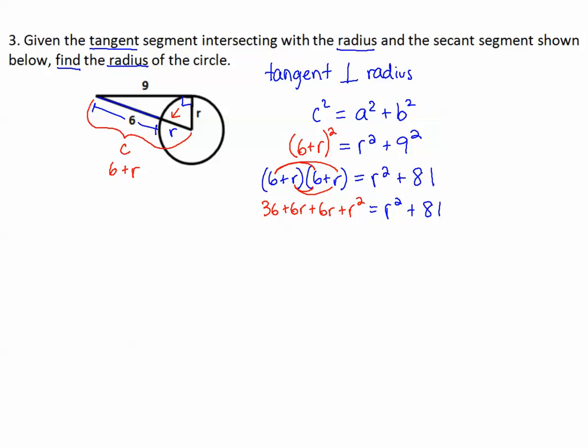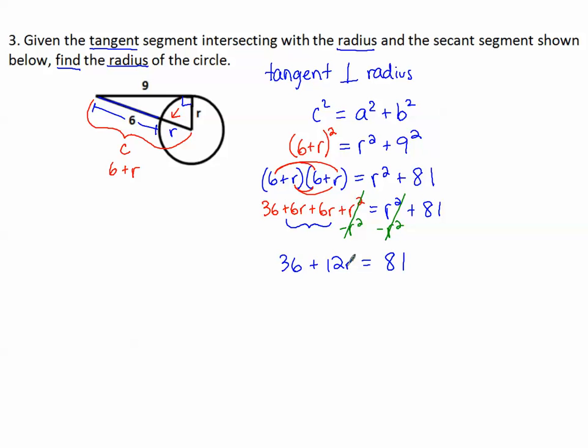Now we can combine like terms. Here's an r squared, subtract it because it's added, and do it on both sides. Luckily, it goes to 0 on both sides. No more r squareds. We can combine these like terms to 12r. So I have 36 plus 12r equals 81.